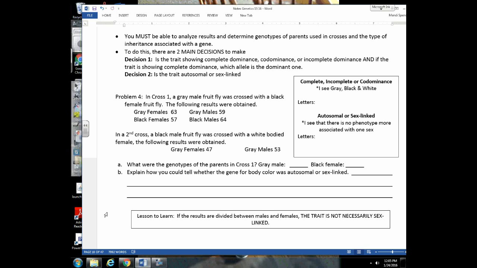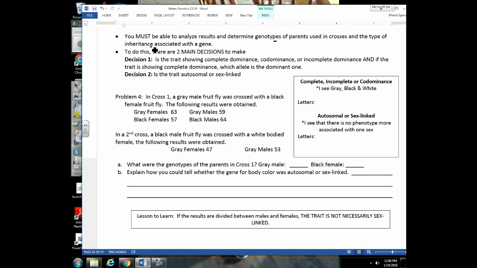Now, this is where it's going to get a little bit difficult. Basically, what you're going to have to do in AP problems is, again, you're going to be shown the results of a cross. You're going to be shown the phenotypes of the offspring. And you usually have to work backwards. You have to figure out the genotypes of the parents. Before you can do that, you have to figure out what type of inheritance is going on. Is this trait sex-linked? Is it showing incomplete dominance, codominance? Is it showing complete dominance?